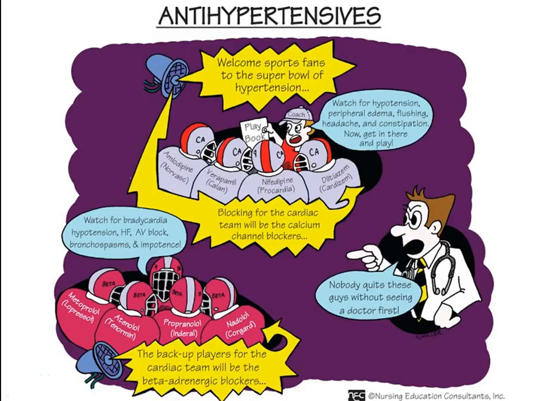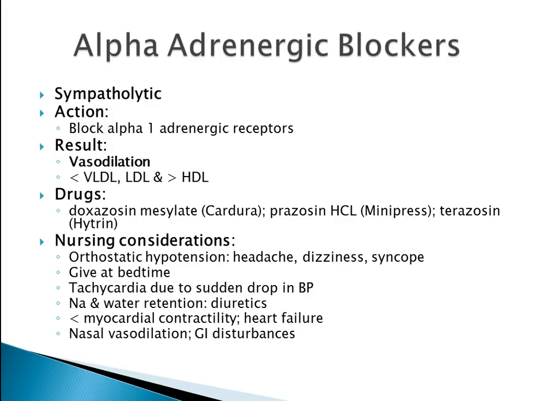Okay, when we talk about drugs for perfusion, the first classification that we're going to talk about is the antihypertensives. Okay, so with the antihypertensives, we have a number of different classifications that we can use. Okay, and so when we look at antihypertensives here, we can see we have calcium channel blockers. That's one classification. And here we have the beta-adrenergic blockers. That's the second classification.